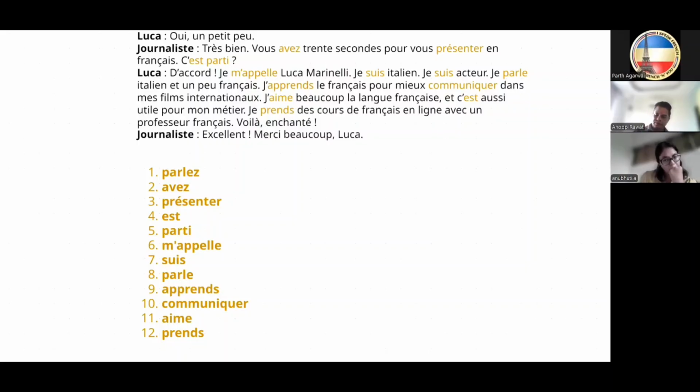Then we have communiquer. It will be as it is, a non-conjugated verb. Then we have aimer. And what do you both think about this last one? P-R-E-N-D-S. So what do you think? Yes, R-E, exactly.